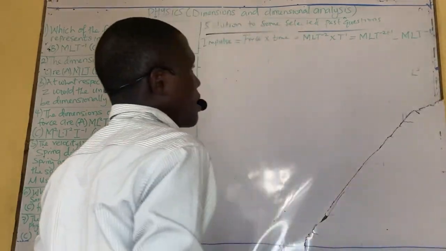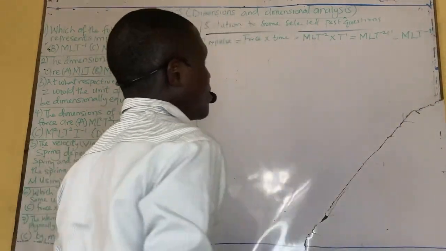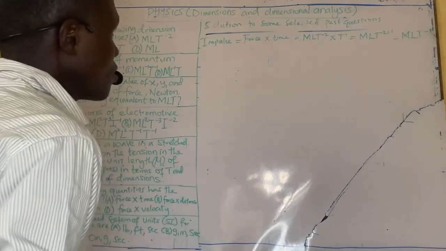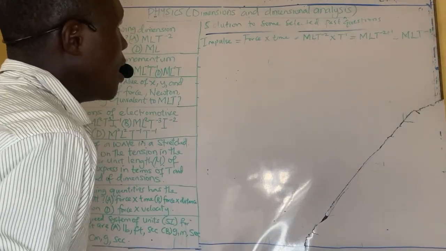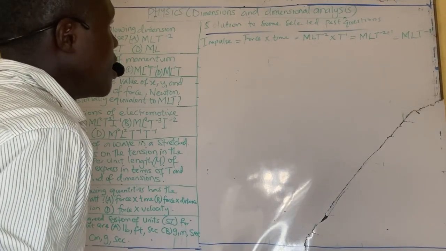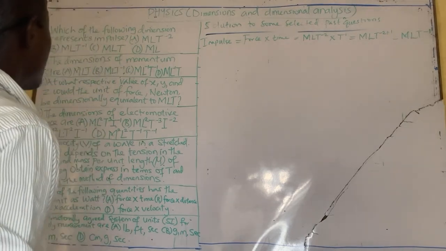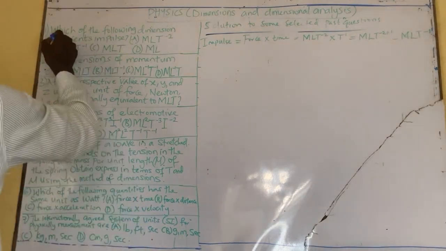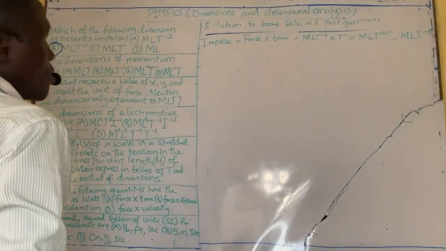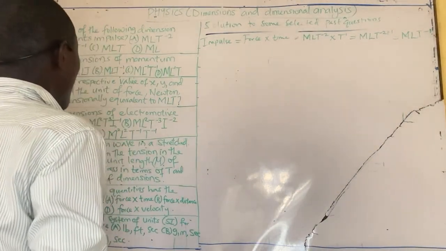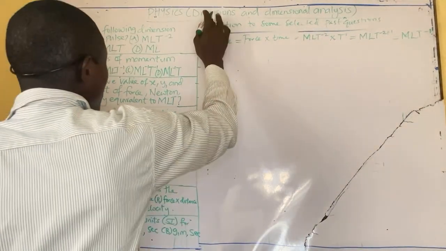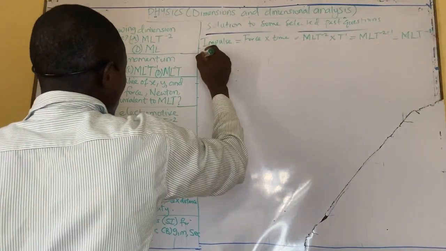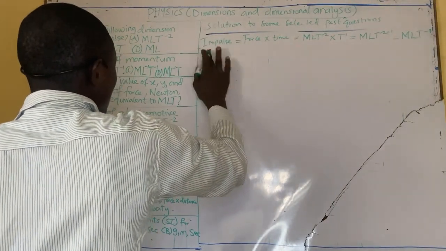So it is M L per T, and that is option B. You can see this one is option B. Please note that, we are talking about solutions to some selected questions. So that's number 1 for you.